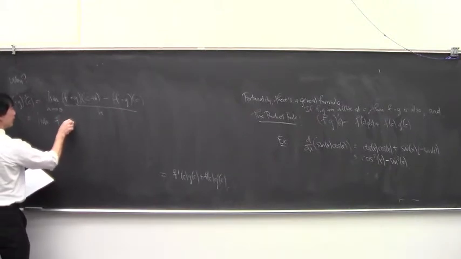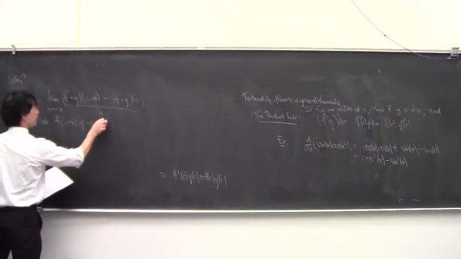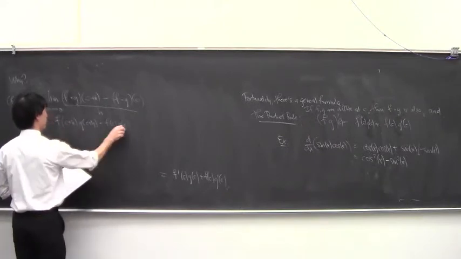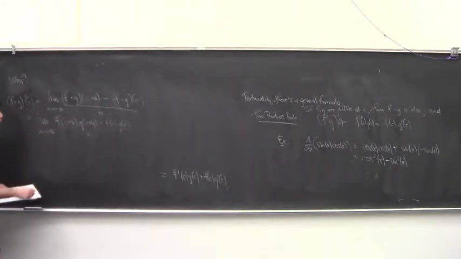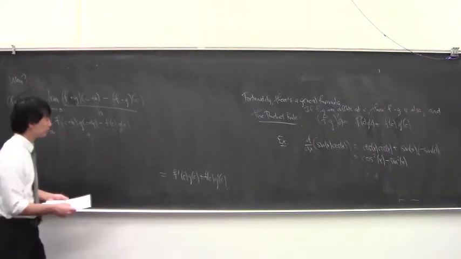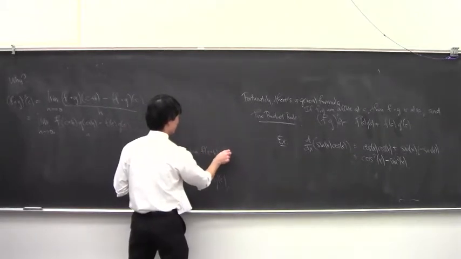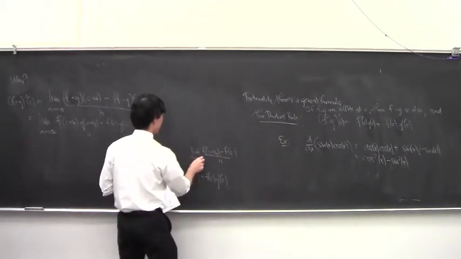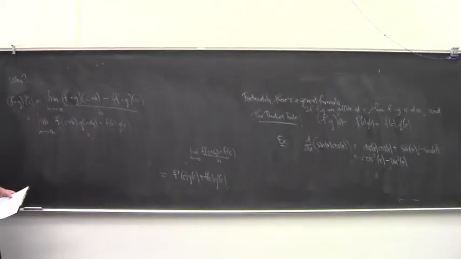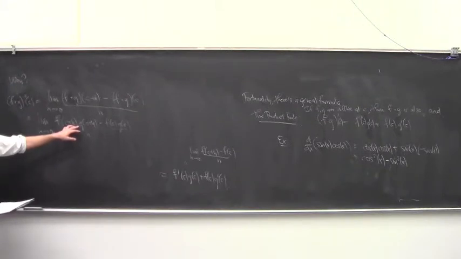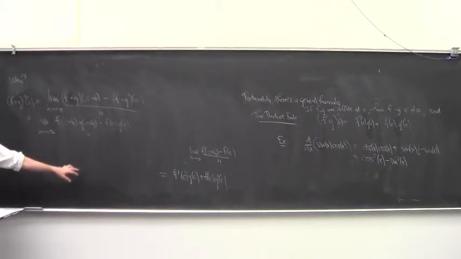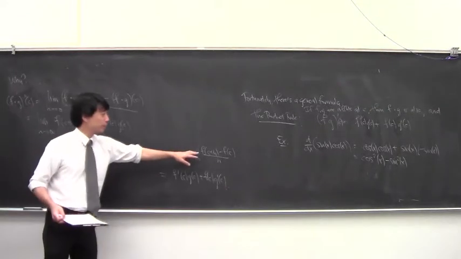So let's just write it out. f of c plus h, g of c plus h, minus f of c, g of c, everything over h, as h goes to 0. Now, we're sort of hoping to see something like f of c plus h minus f of c over h in here. That's what we're hoping to see. But you don't see it. Anyway, it's not really in there. Does anyone see this thing in here?